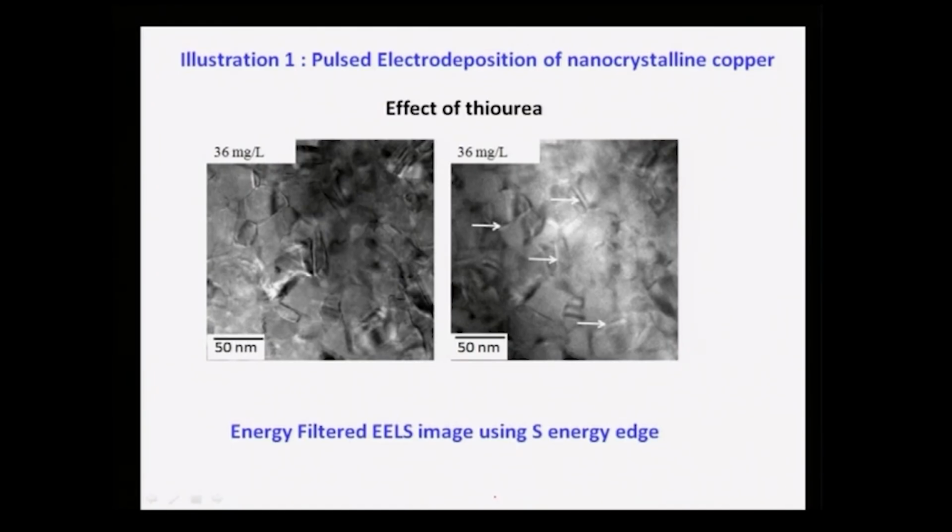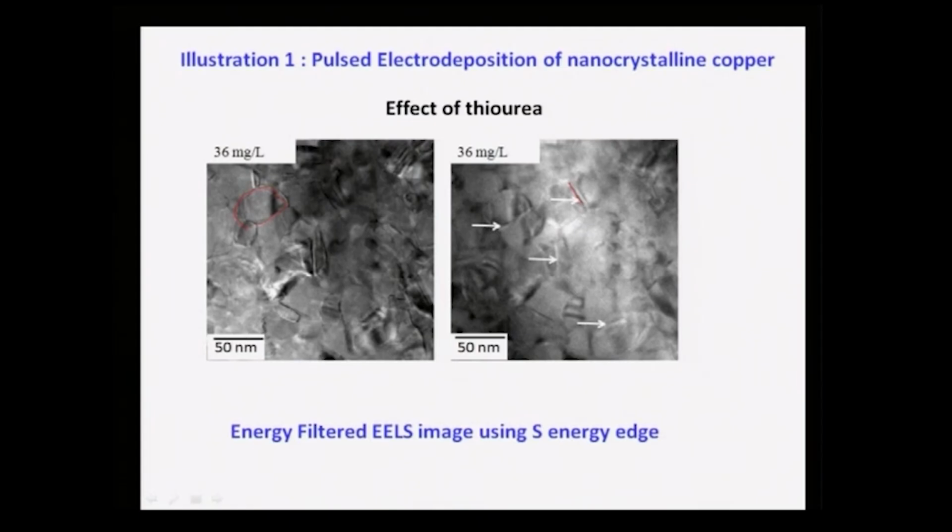It is postulated that thiourea contains a lot of sulfur, and sulfur gets collected at the grain boundaries of the grains. This is a copper grain, nanocrystalline, approximately 40 to 50 nanometers, and once sulfur atoms are collected around the grain, present in the grain boundaries, they can pin the grain boundaries against further growth. So thiourea can act as a grain growth inhibitor, and that can be probed using energy filter imaging.